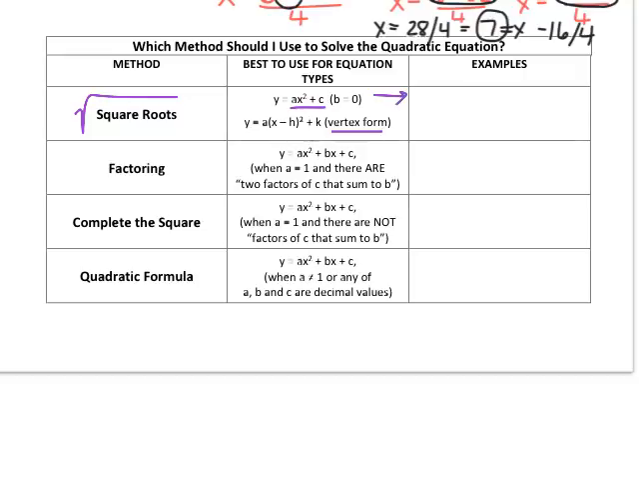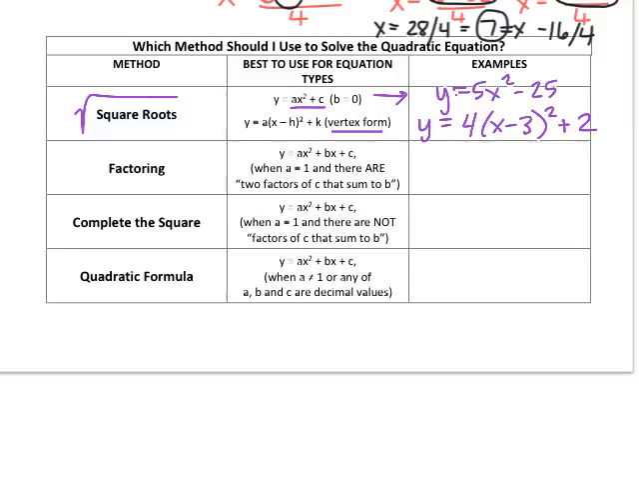For instance, if you have something that looks like this, y equals 5x squared minus 25. Okay, so there's nothing there that has just an x term, so therefore there's no b. And that's when you would use the square roots method. You would also use the square roots method if you had something that looks like this, where it's in the vertex form. Okay, so there's a hint for you.